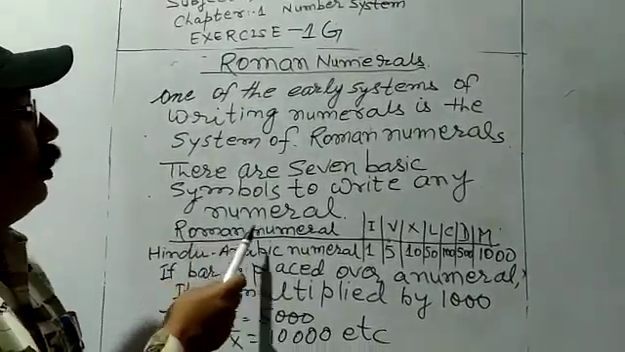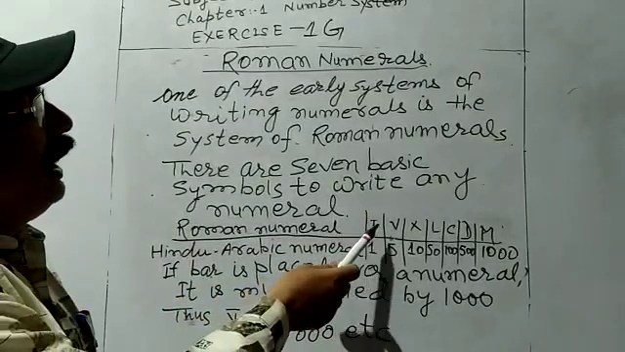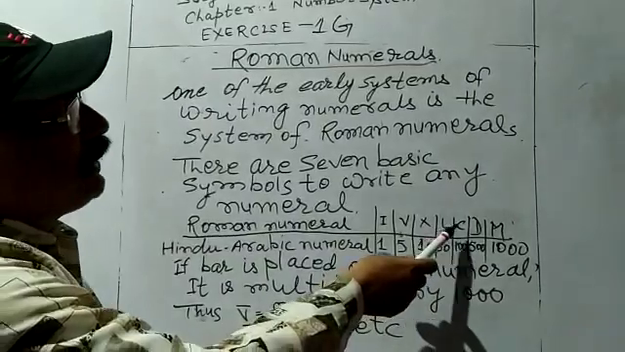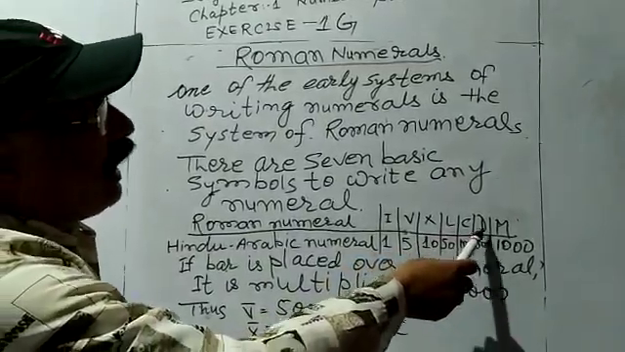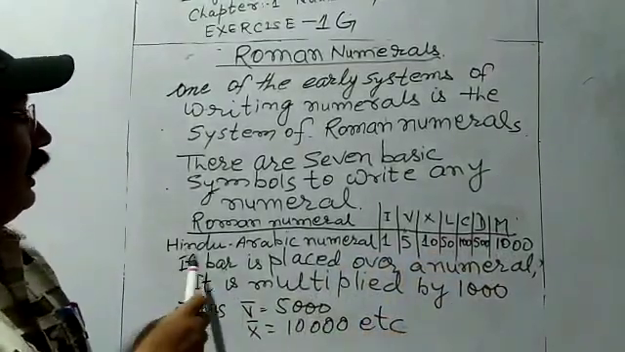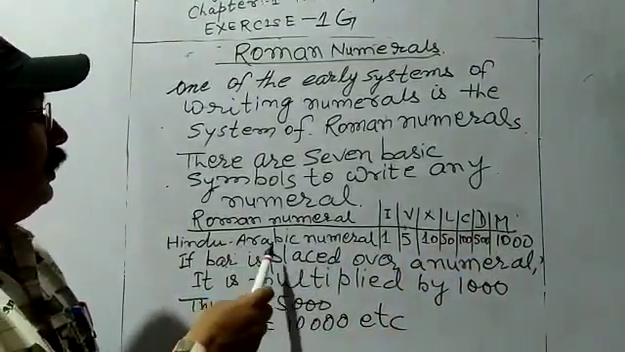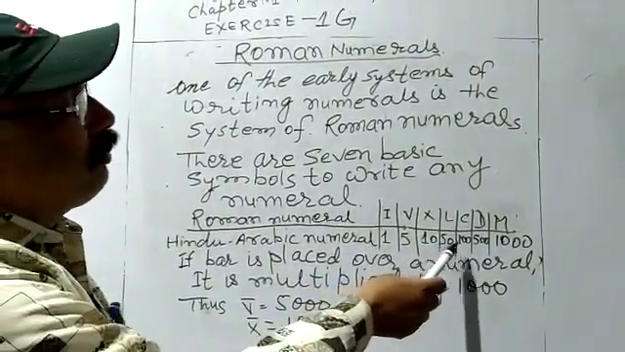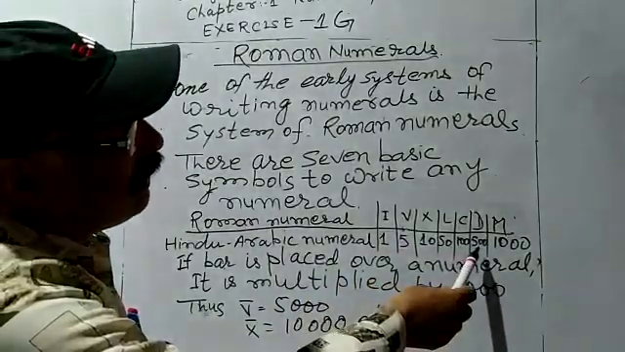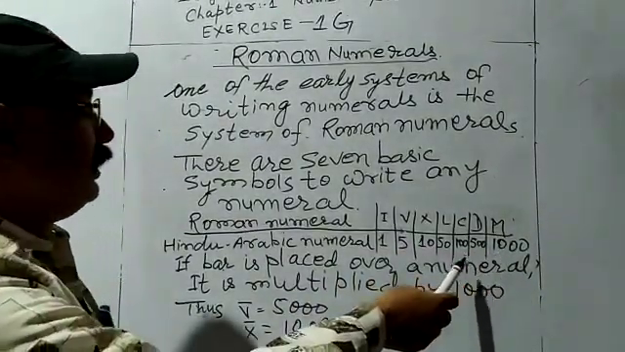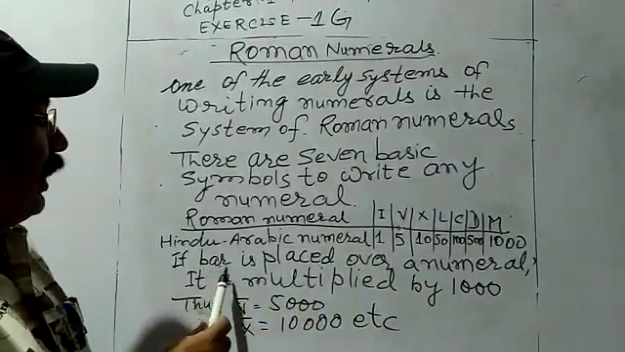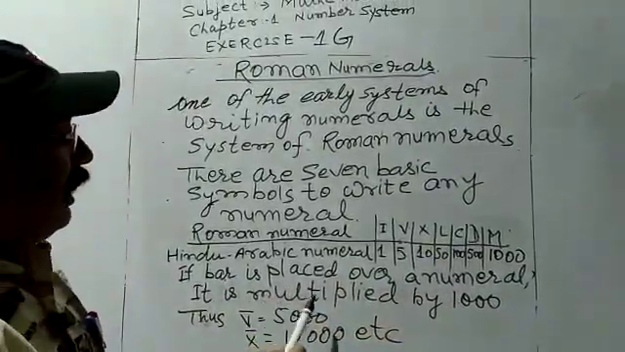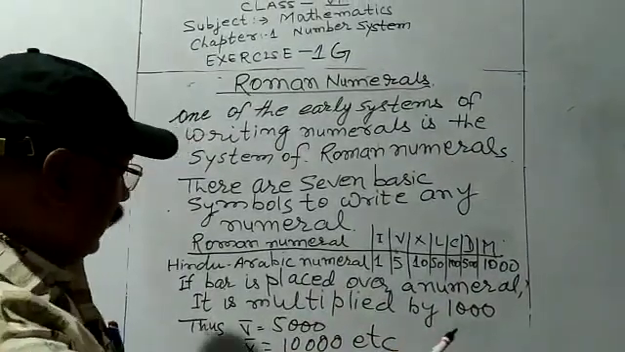Look here, Roman numerals 1, 5, 10, 50, 100, 500, thousands. Hindu-Arabic numerals 1, 5, 10, 50, 100, 500, thousands in figure. If a bar is placed over a numeral, it is multiplied by thousands.